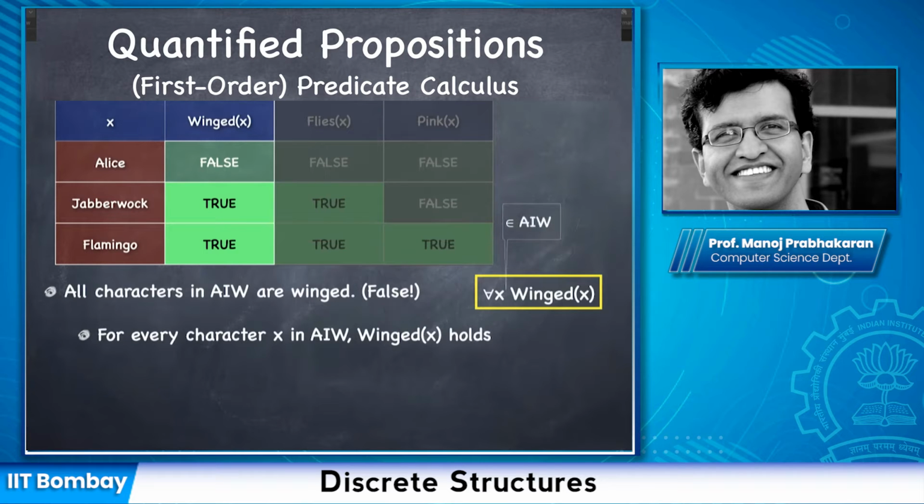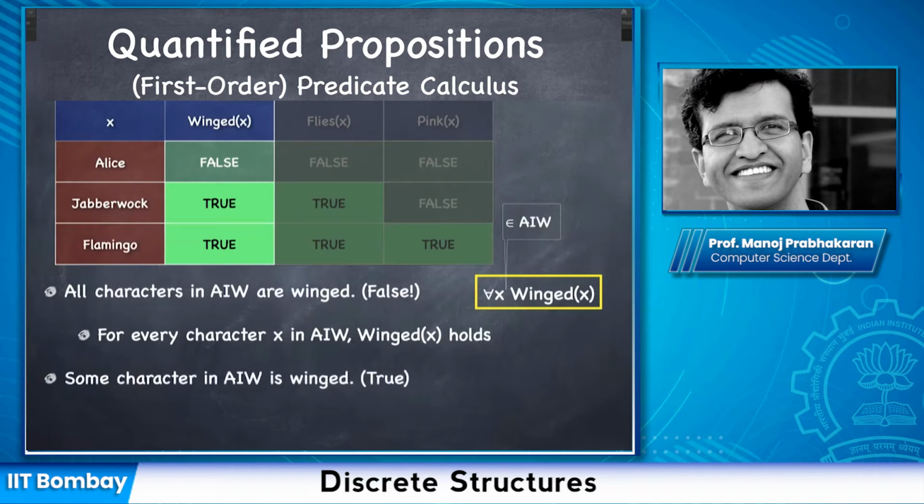By the way, I should have been more precise and said it's for all X in the domain Alice in Wonderland. This would be important when there are multiple domains that we are talking about. If we are making statements about integers and real numbers and rational numbers, I might want to clarify which domain I'm talking about. For us, in this section, we don't really have multiple domains, so I'll just omit the description of the domain. So I'll just say for all X, winged X.